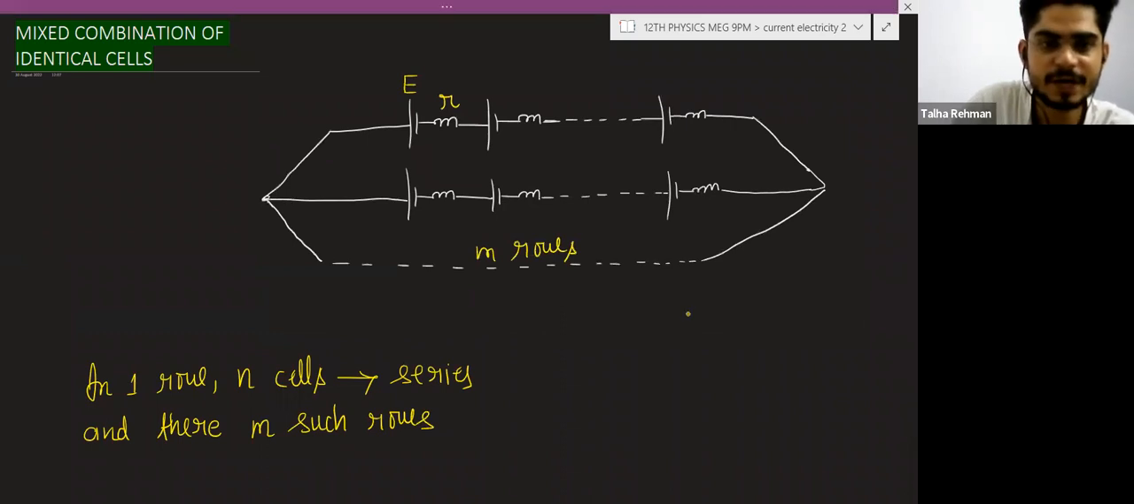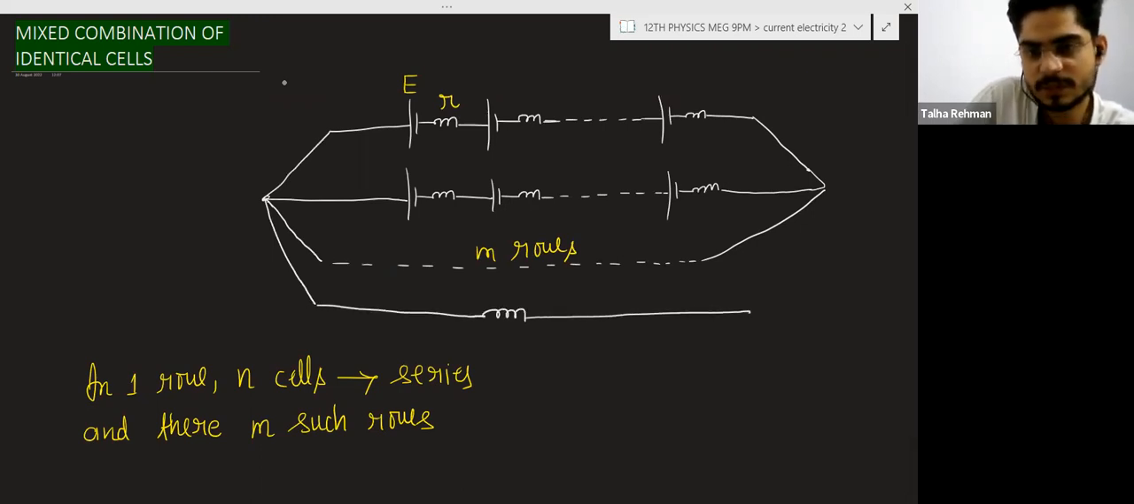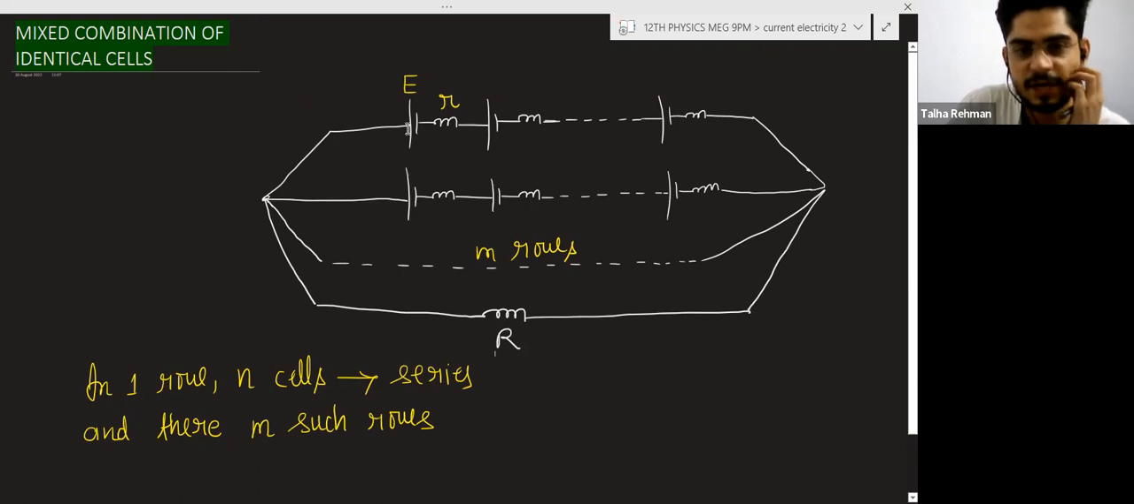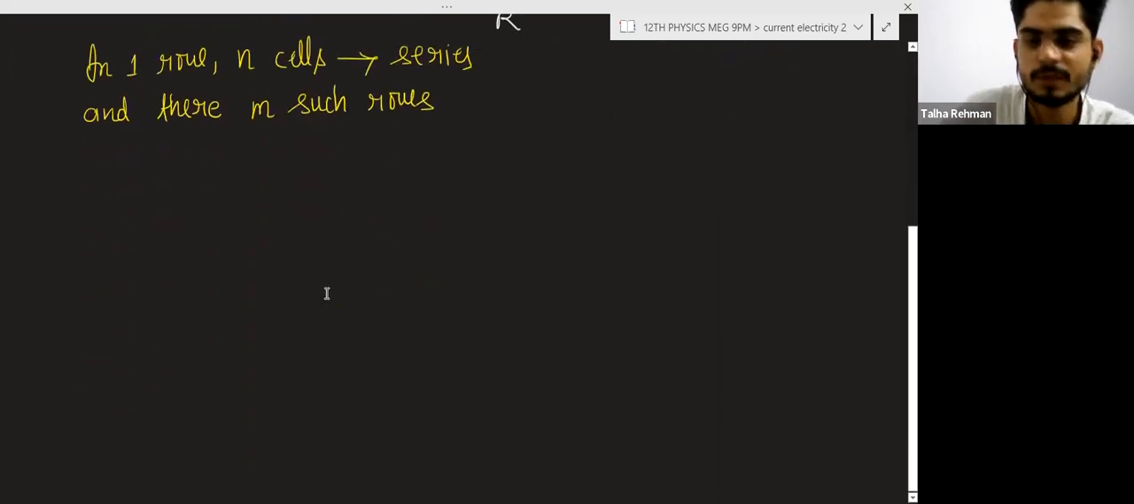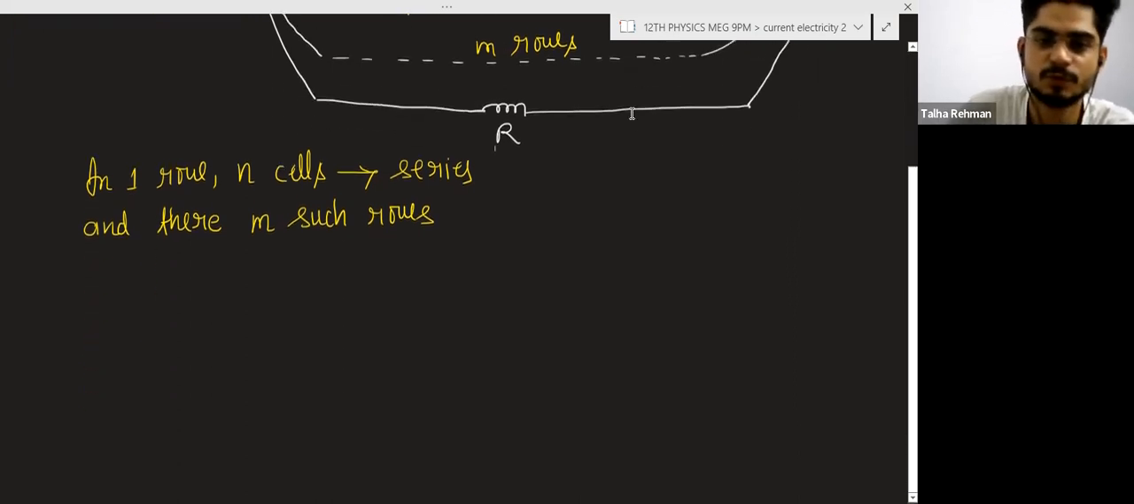And I have connected an external resistance with the whole of this combination. This is the external resistance I have connected. Here is one row, here is the second row, third, fourth, fifth, and there are m rows like this. In one row, n cells are connected in series. So now, what is the equivalent EMF and what is the equivalent internal resistance of this row?